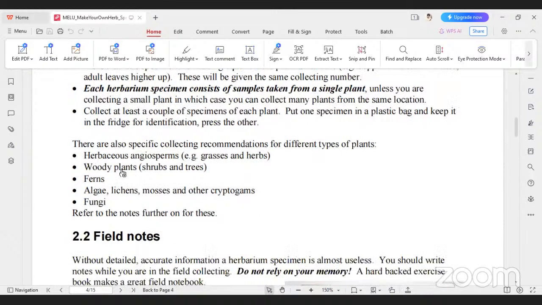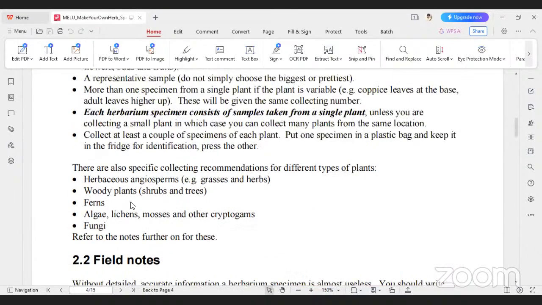For example, herbaceous angiosperms, grasses, and herbs have a different separation. Woody plants are different, ferns are different, algae and lichens are different. I will explain later how the herbaceous plants, woody plants, ferns, algae, lichens, and mosses are stored. And the second one is field notes.